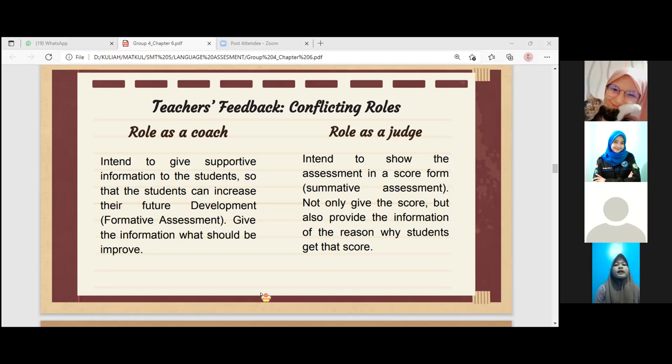And then the second role is as a judge. In this role, the teacher intends to show the assessment in the form of score or grade. In this role, teacher's feedback is related to summative assessment. The teacher should not only give the score or the grade, but also give the information why the student gets that score, like showing this is correct, this is all right, so the student can understand why they get that score. All right, next slide, please.